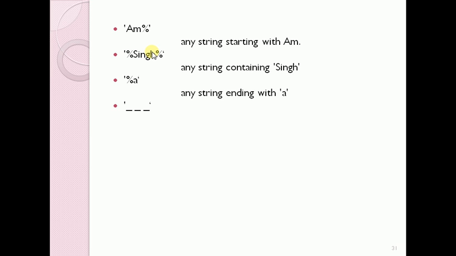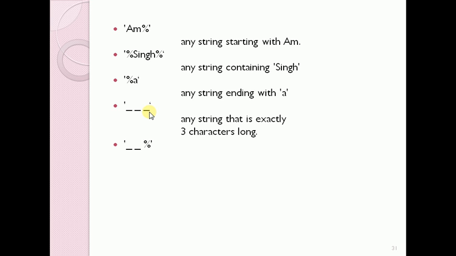Now look at the next one. Within the single quotes, 3 underscores. Underscore represents a single character. So how many underscores are there? 1, 2, 3. This means that whatever the string may be, it must be exactly 3 characters long. There must be 3 characters. That is the meaning of this.